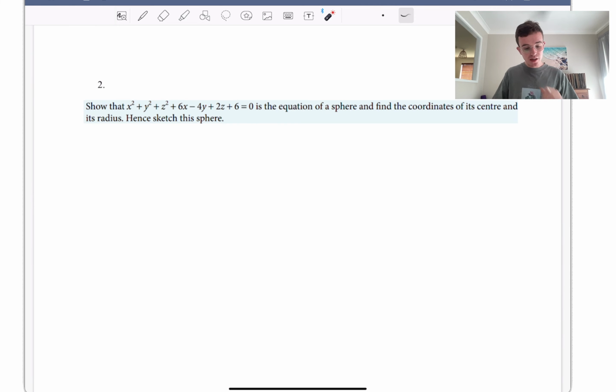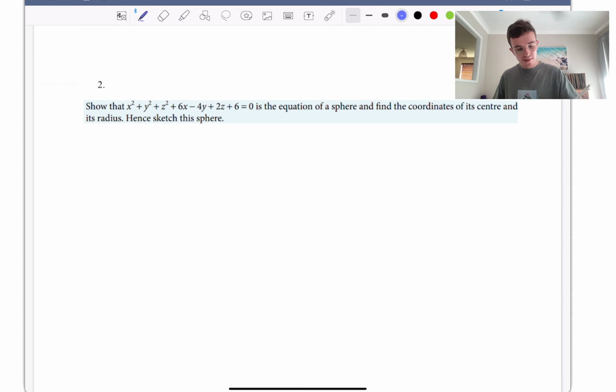So we need to show that this equation is the equation of a sphere and find the coordinates of its centre and radius. Here we're going to complete the square 3 times. Again, who would never think you would need to use completing the square in the real world? Here we're using it right now. So we're going to complete the square on the x, y and z values individually.